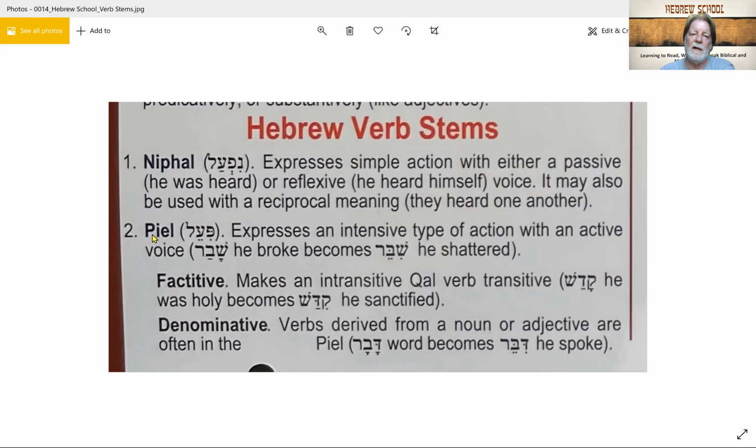Now, Piel is an intensive type of action. And for the life of me, I've been reading Piel verbs for probably 30 years and studying Hebrew, and it's hard for me to tell the difference. So I guess a Piel verb is more intensive than a basic active or passive voice verb.